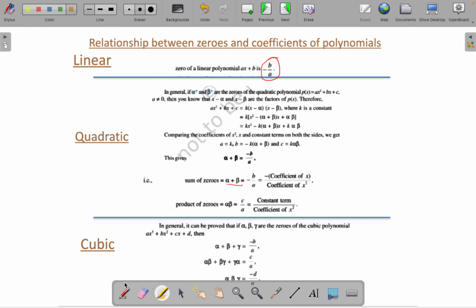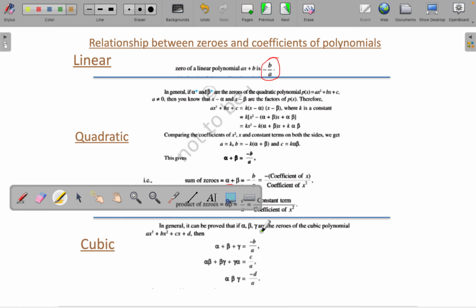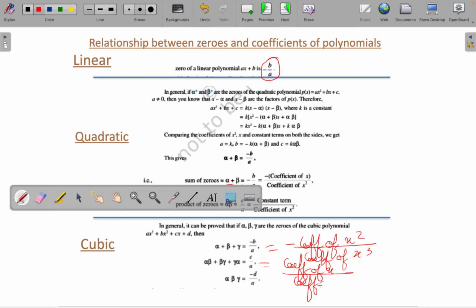Just because it is given in the NCERT, I've explained you how to find the relationship between the zeros. So there are 3 relations: alpha plus beta plus gamma, which is minus b by a, that is minus coefficient of x square upon coefficient of x cube; alpha beta plus beta gamma plus gamma alpha is c by a, which is coefficient of x upon coefficient of x cube; and alpha beta gamma is minus d by a, that is minus constant term upon coefficient of x cube.